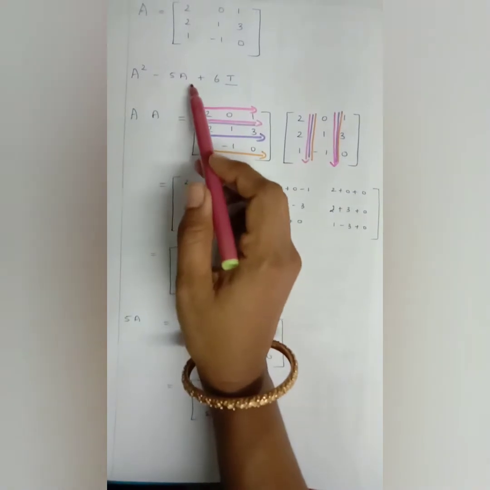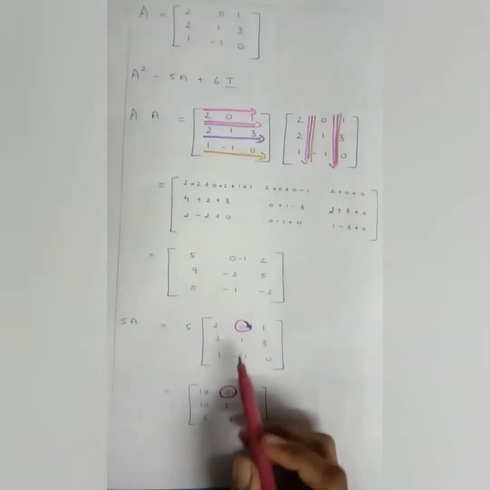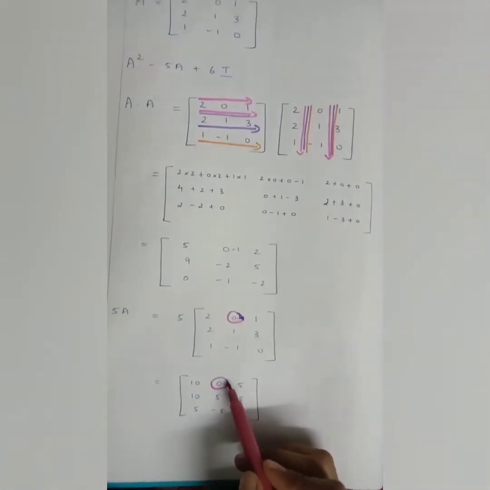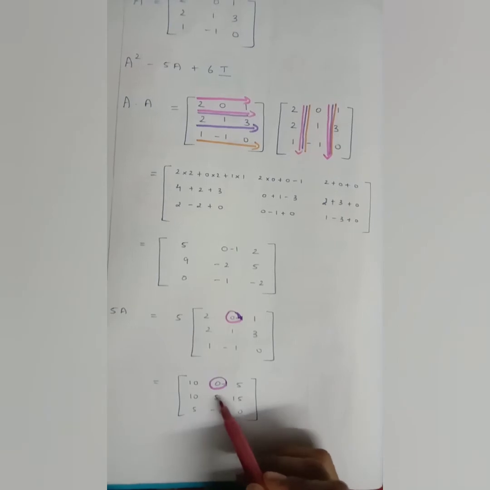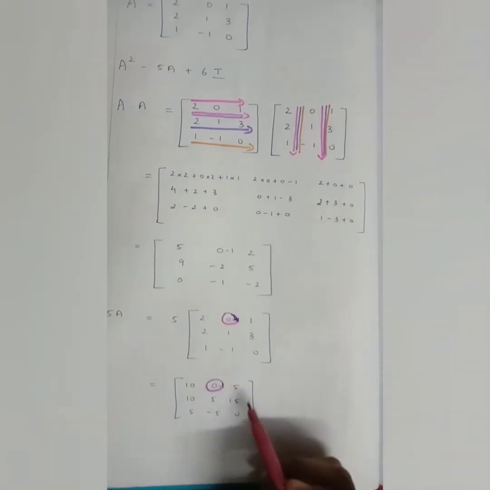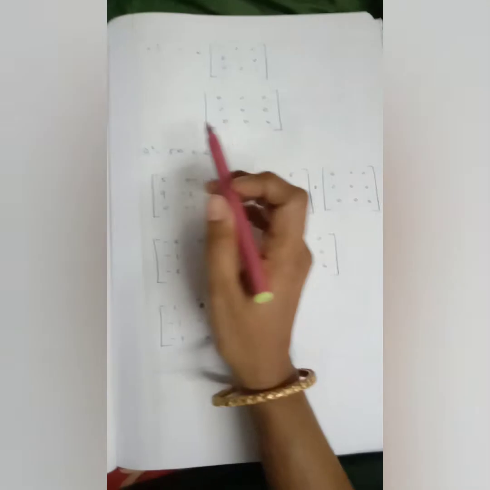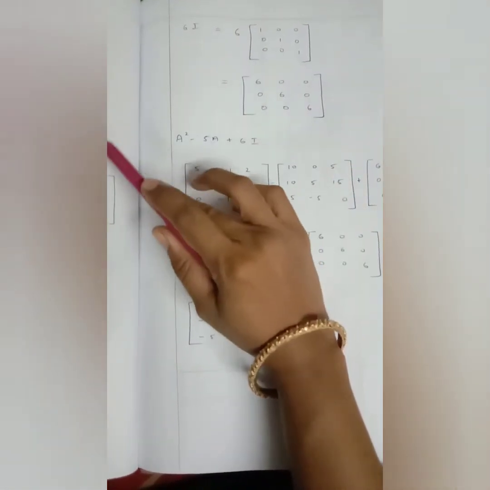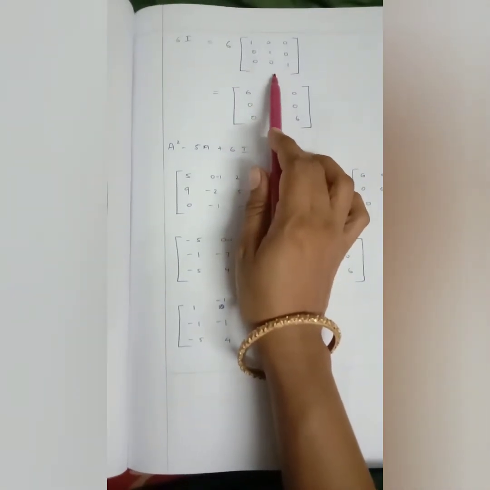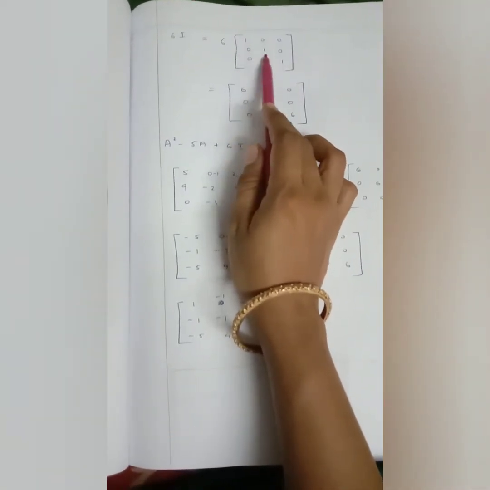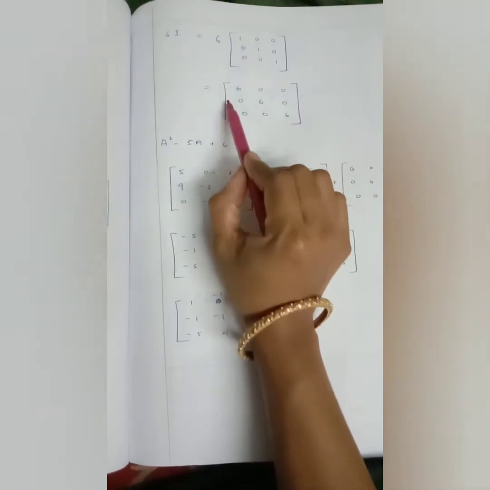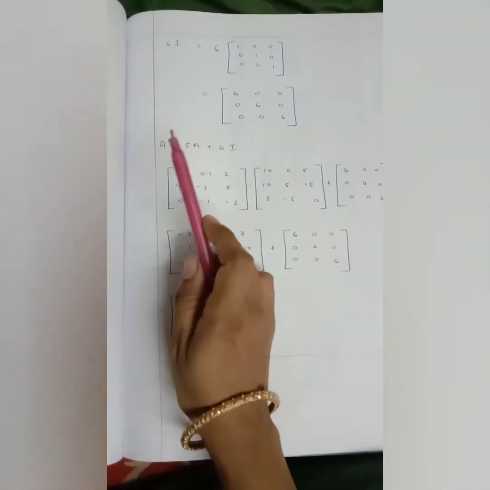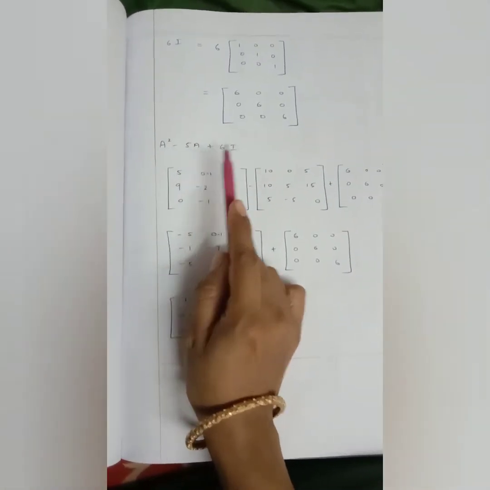Now 5A means A you should multiply by 5. You should multiply with all the elements. So 10, 0, 5, 10, 5, 15, 5 minus 5, 1, 0. The next one is 6I. 6 into I, where I is an identity matrix. Since you have a 3 cross 3 matrix here, I have written a 3 cross 3 matrix: 1, 0, 0, 0, 1, 0, 0, 0, 1. Multiply 6 inside. We are going to substitute A squared minus 5A plus 6I.